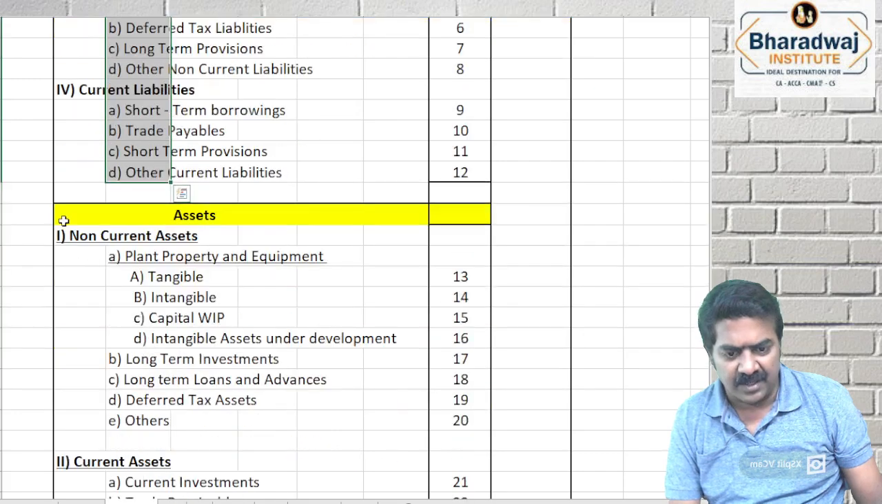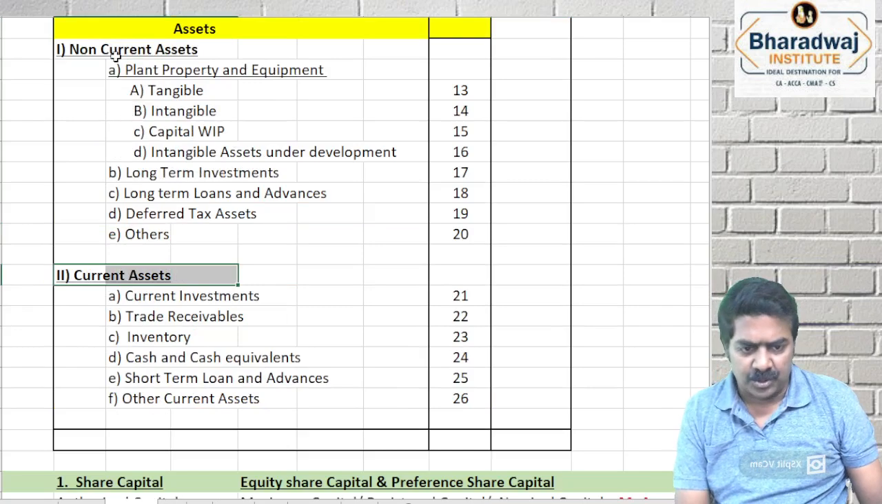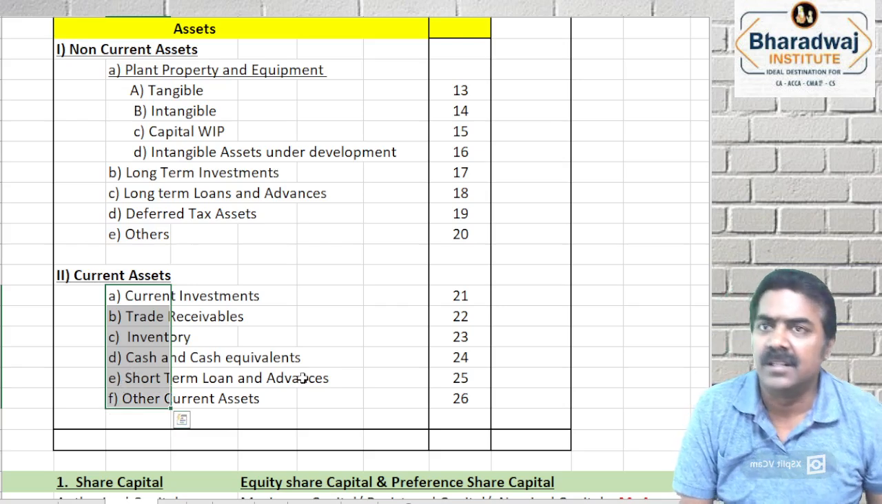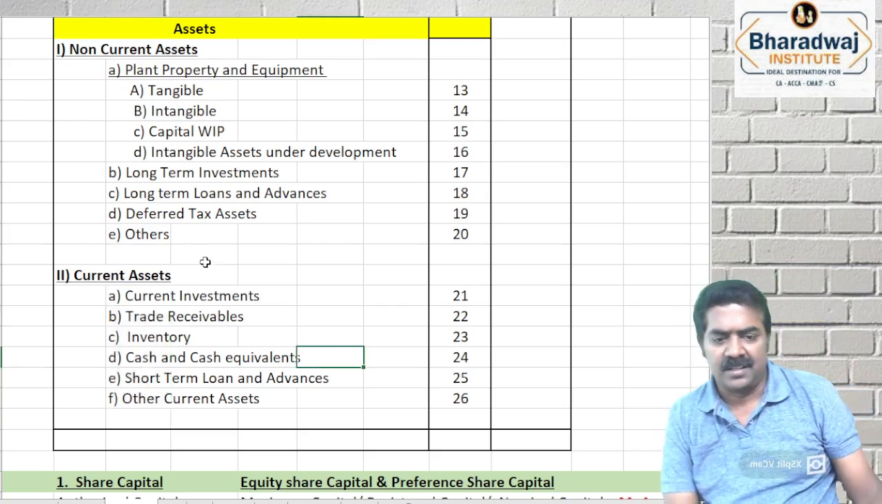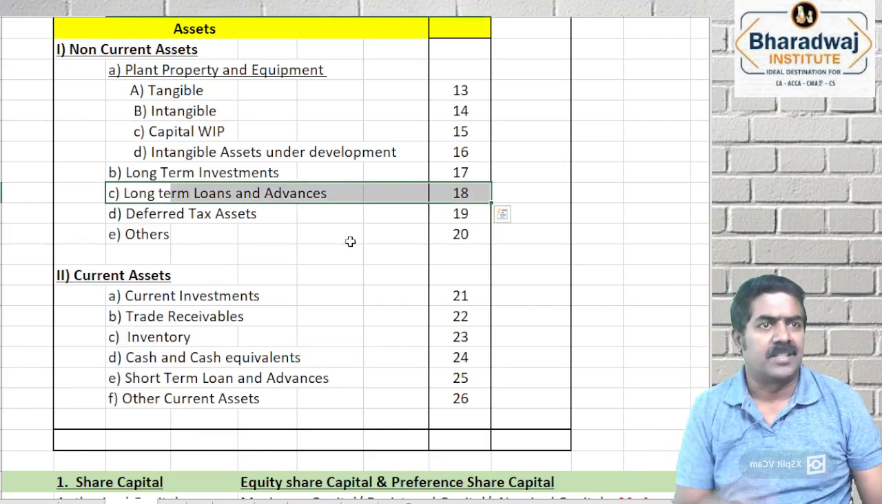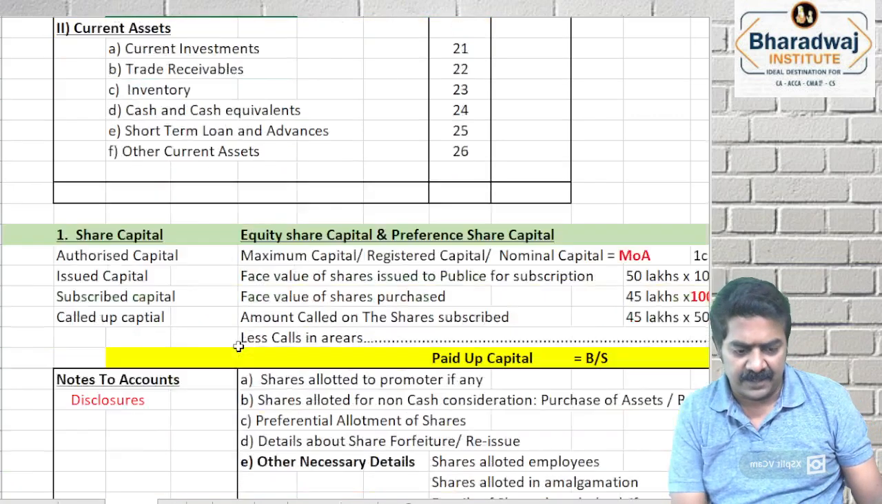Of course, on the asset side, we have non-current assets and which one? Current assets like that. Here also, these subheadings are required only when there is such an item in the examination question, otherwise you can leave it. For example, you don't have any long-term loans and advances, you can just leave that subheading. Or if there is no deferred tax asset, you can just leave that subheading kind of a thing.